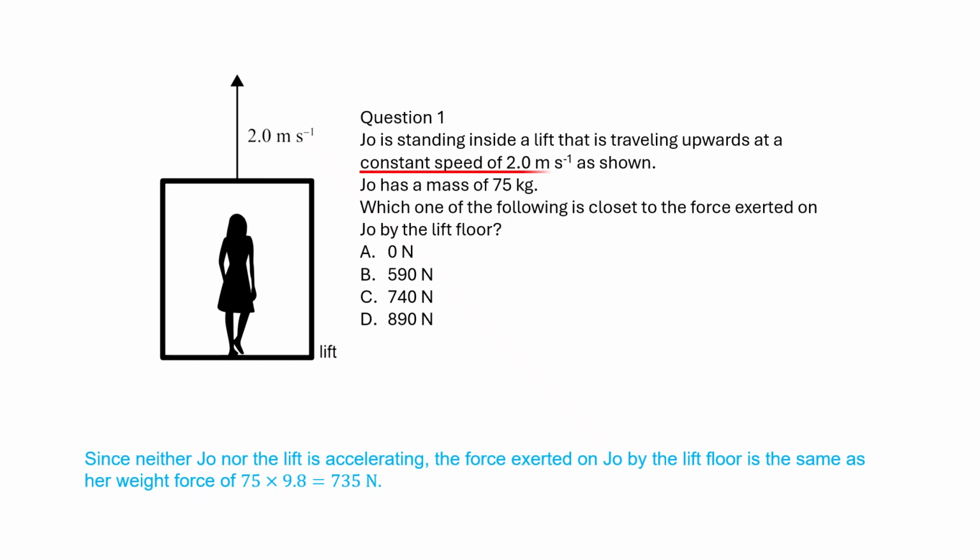As Jo ascends in a lift at a constant speed, her velocity remains unchanged. Because of this constant velocity, Newton's first law dictates that the force exerted on Jo by the lift floor perfectly balances her weight.